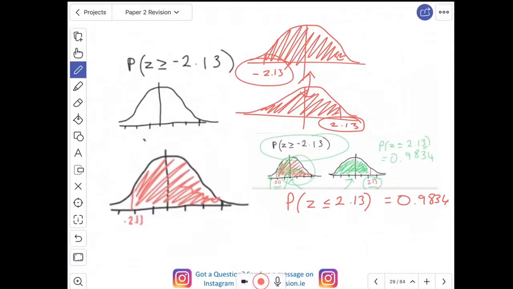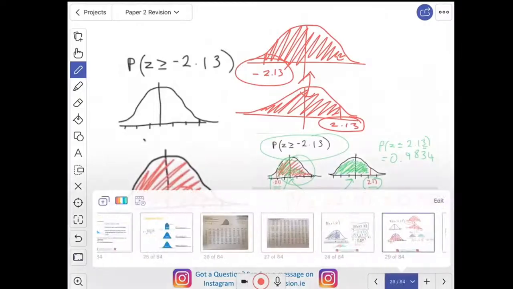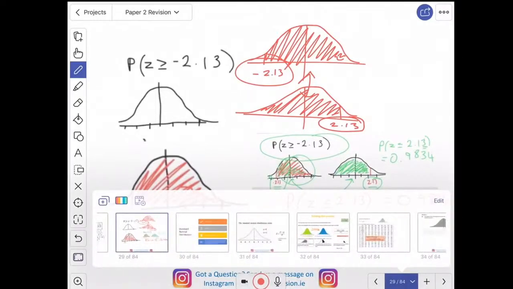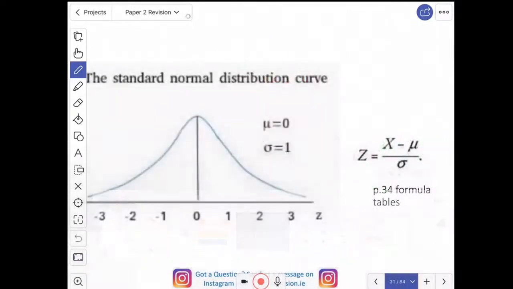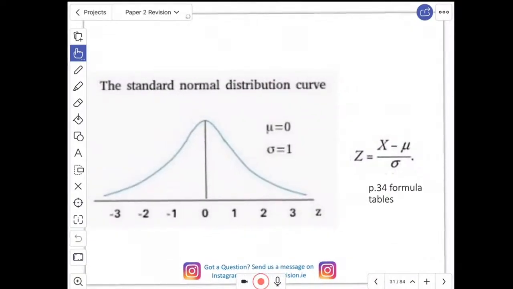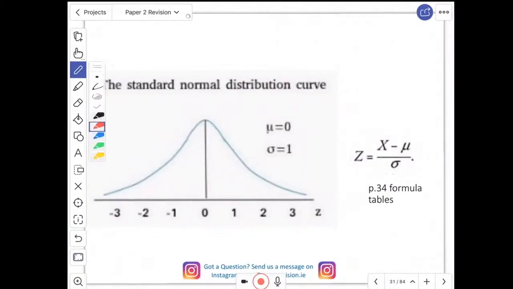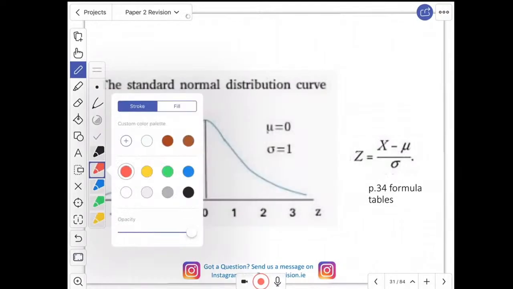Okay, so that's that. The next thing I need to talk to you about then is that sometimes we have to convert into these lovely z scores. So in the last two examples, we were given the z score straight away. So we were asked to work out z being greater than this, being less than this. Sometimes you won't be given z though. Sometimes you will have to work out what z is. And this is the formula that you need to use.